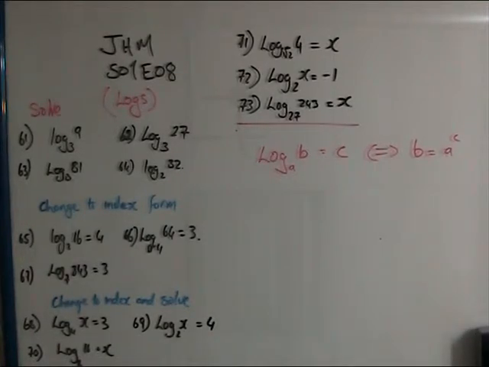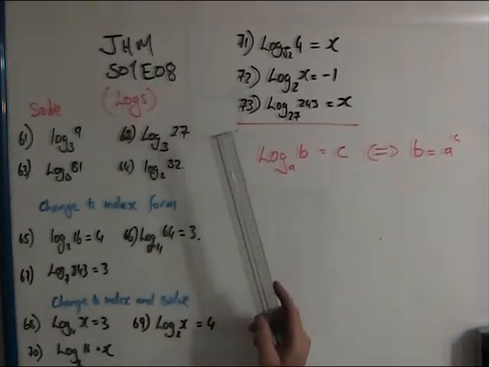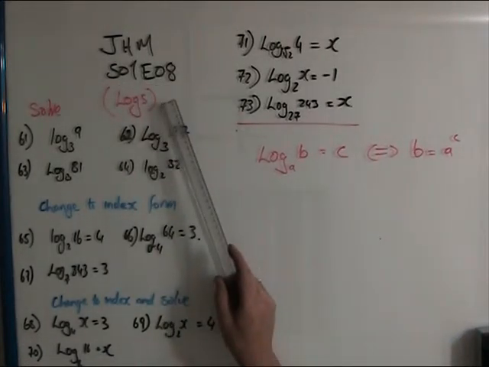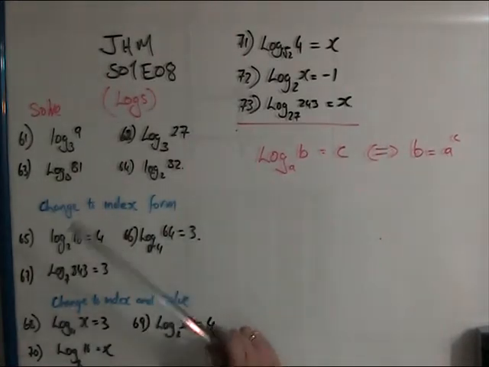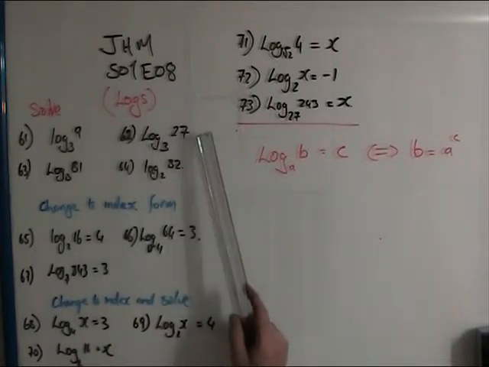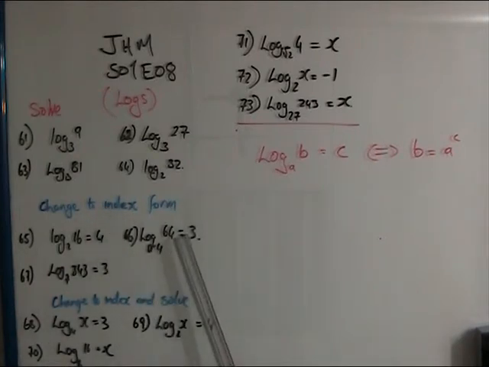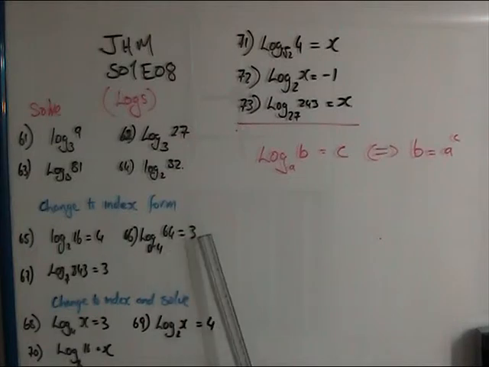Now, it's junior higher level maths, the Junior Cycle series 1, episode 8, and today we're going to do logs. So these are the questions. Log to the base 3 is equal to 9. Log of 9 to the base 3. Log of 27 to the base 3. Change to index form. Log 64 to the base 4 is equal to 3.